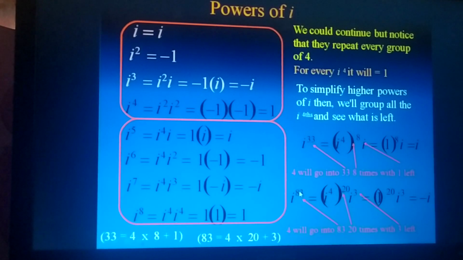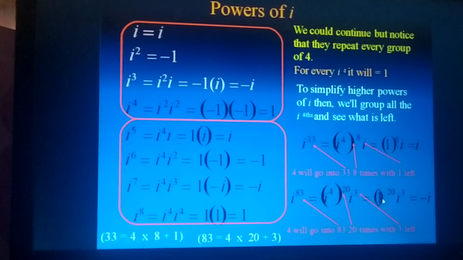i raised to 83. Now we will divide 83 by 4. 4 will go into 83 twenty times with 3 left, so 83 is equal to 4 into 20 plus 3. If we divide 83 by 4, we have 3 as the remainder. So i raised to 83 is equal to i raised to 4 into 20, 20 into 4 is 80, and 3 is the remainder, so we multiply with i cube.